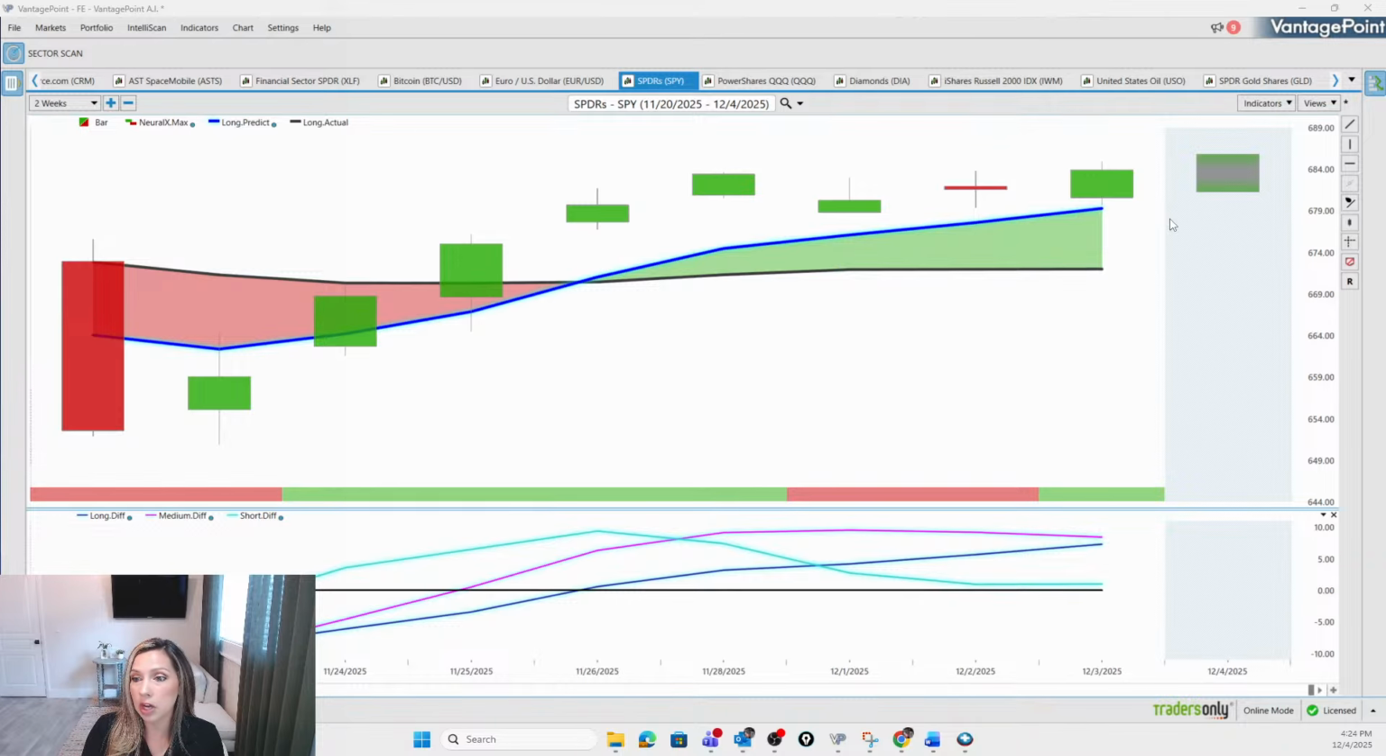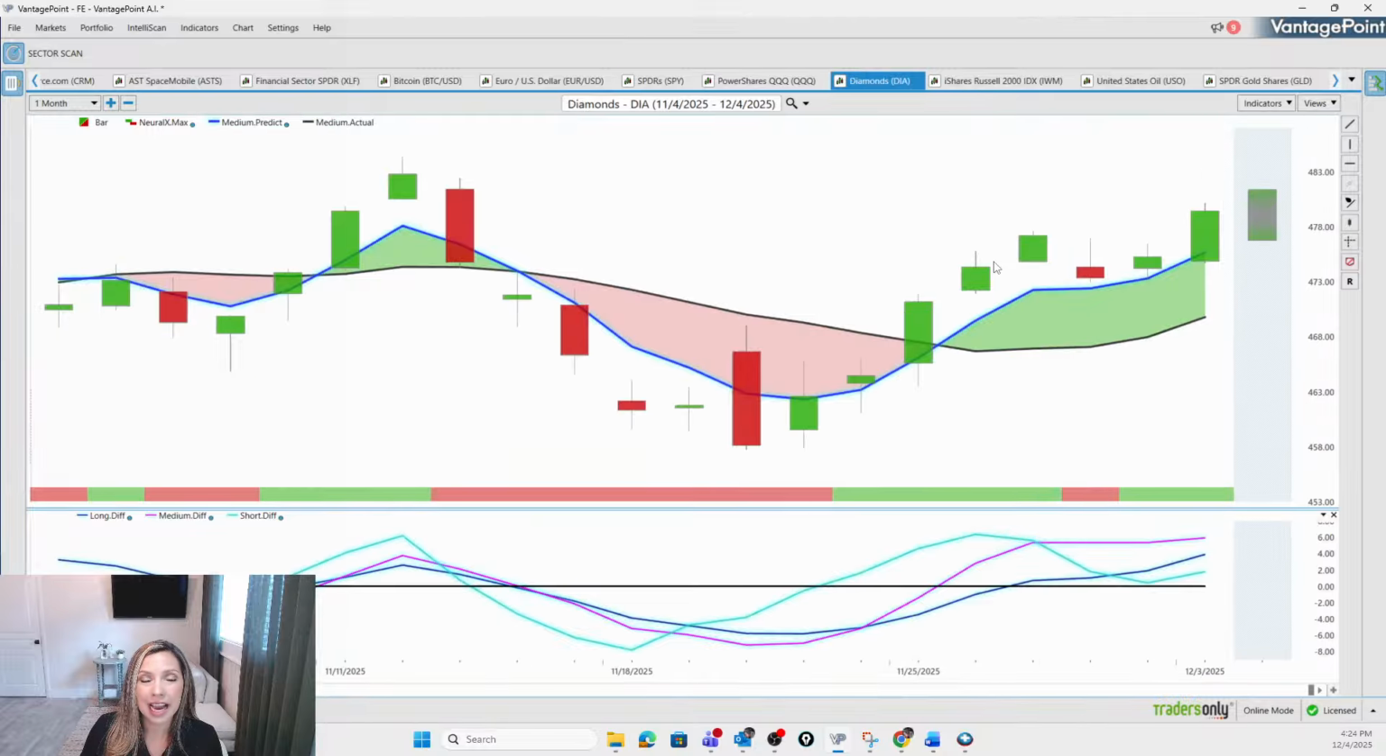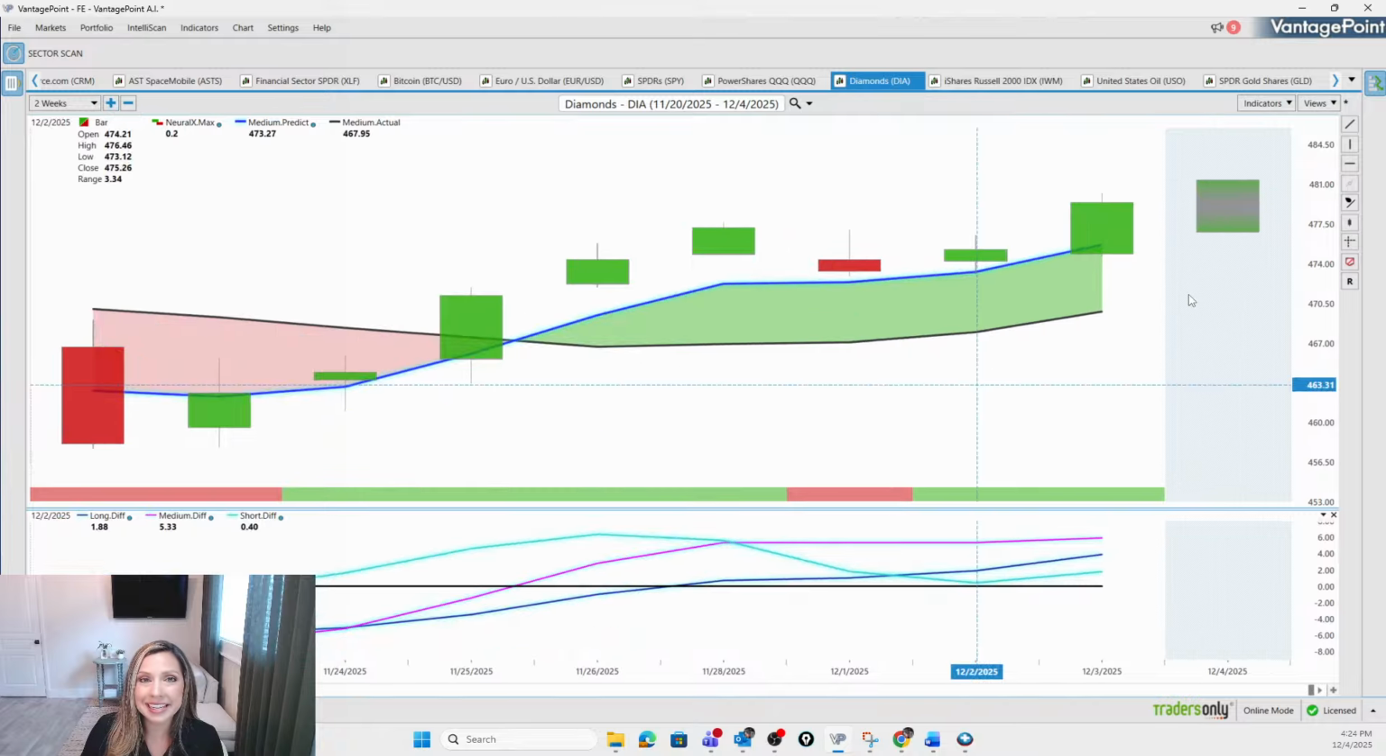Let me know in the chat. You can tell me in the chat how you would describe that as a trader. All right, so next would be the Dow. Let's go ahead and zoom on in again, just so everybody can see nice and clearly that we are still in a bullish expectation with maybe some shorter term weakness here.